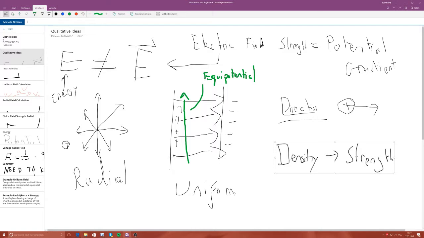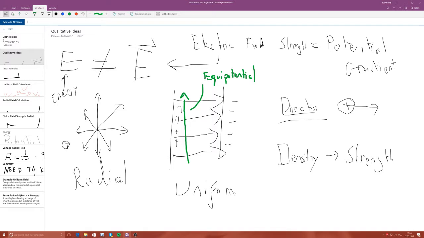Also important is this idea of an equipotential, which is certainly possible with a radial field, but it's a bit more complicated, and I don't think it will feature or be of any importance for your exam. So let's just focus on it in a uniform field. If you were to place, for example, a proton or electron into this uniform field, then it would feel the force, and there would be an energy change, so to speak, if it were to move towards either plate.